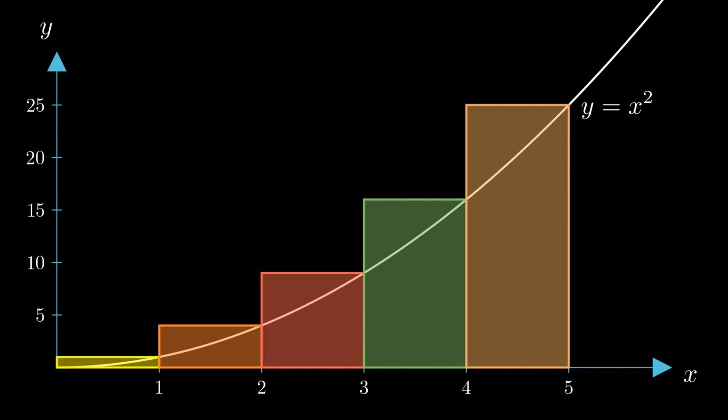So now to find the height for the first rectangle, we'll use the point x equals 1. Now for the second rectangle, we'll use the point x equals 2. And for the third rectangle, we'll use the point x equals 3. So that means the area is 1 times f of 1 plus 1 times f of 2 plus 1 times f of 3 plus 1 times f of 4 plus 1 times f of 5.